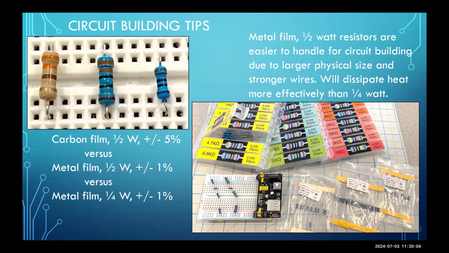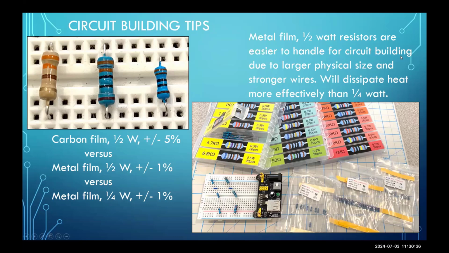Whereas the 1/2 watt resistors, you take a look at the metal film resistor here in the middle, that's a 1/2 watt metal film, and that's quite a bit larger than the ones that come in your basic kit. And take a look at the lead. The lead is substantially more stout than what comes with the 1/4 watt metal film resistor. So this makes it much easier to handle. So my recommendation is metal film, 1/2 watt, which will certainly be within the plus or minus 1% tolerance.